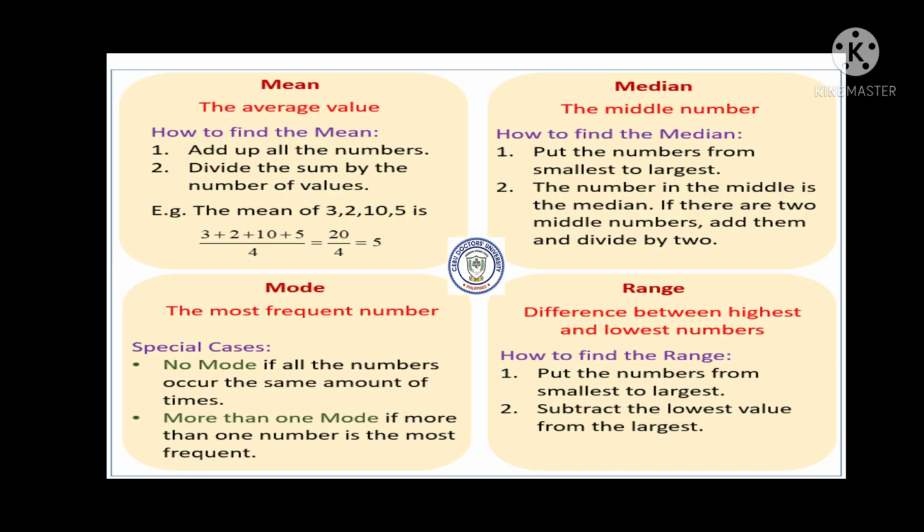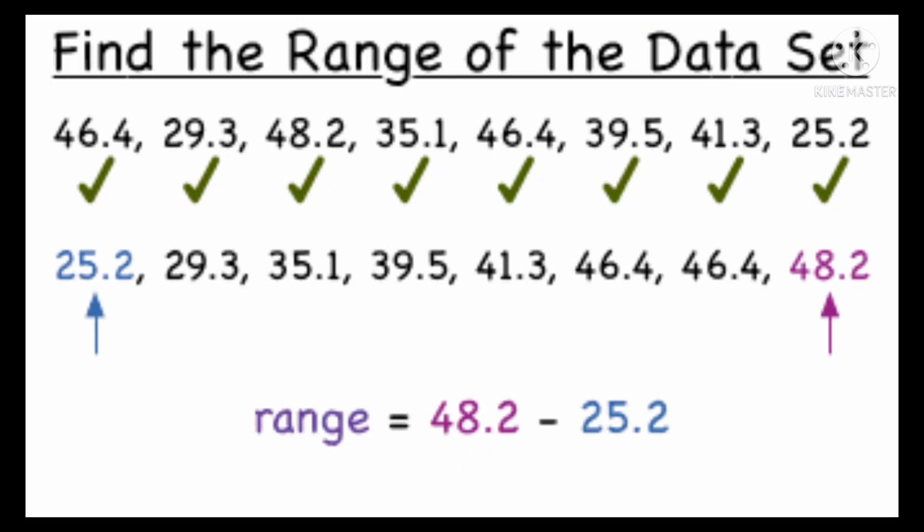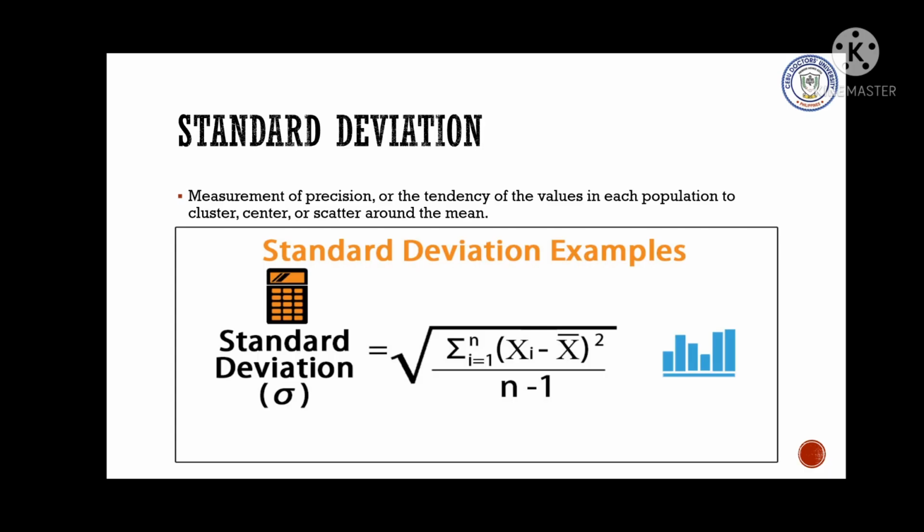Then we also have the range. This is the difference between the highest and lowest number in the set of data that you have. So how do you find the range, class? You arrange them again from smallest to largest and simply subtract the lowest value from the largest value.